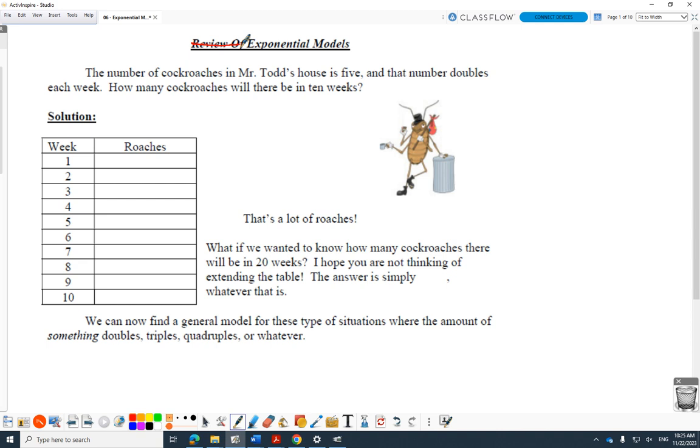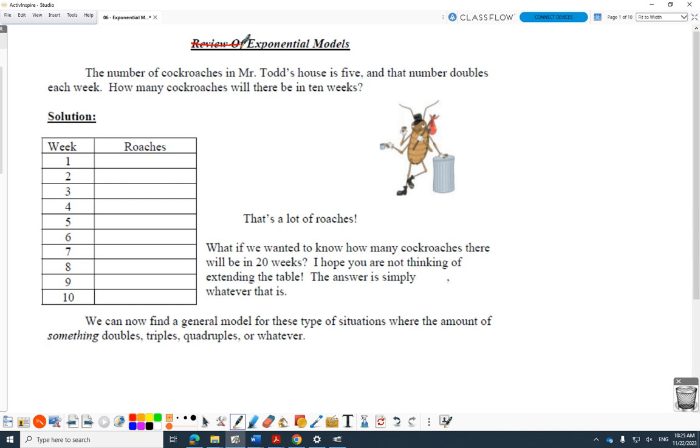Anyways, the number of cockroaches in Mr. Todd's house is 5, and that number doubles every week. How many cockroaches will there be in 10 weeks? Now, if you're a really skeptical person, you might be like, how are you going to count the cockroaches in your house, Mr. Todd? Well, actually, biologists are pretty good at this type of thing. It's not that hard to do.